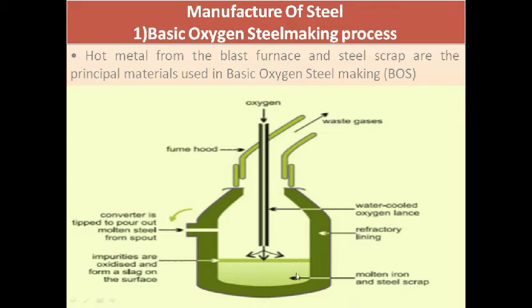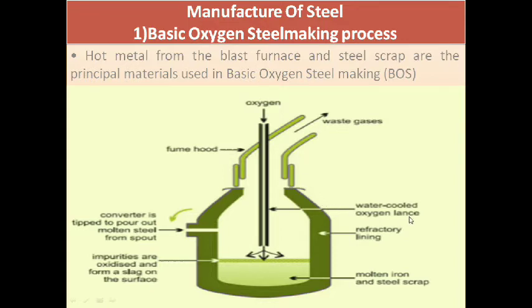So here, after the formation of slag, impurities are oxidized and form a slag on the surface. This is the slag which is developed by oxidation of the impurities. This is the vessel of oxygen which is used to provide the oxygen. This is the exit waste gas. This is the fume hood, which is used to pass the waste gas.